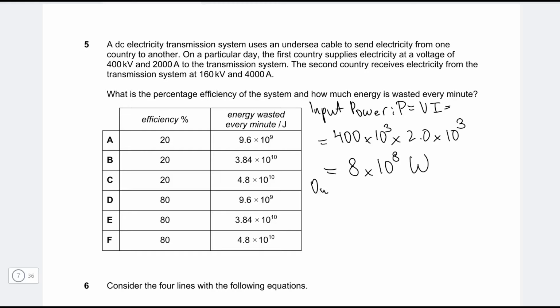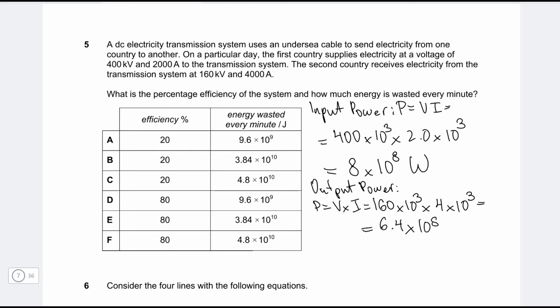Our output power, which is the power that's been received, let's call it the output power. And let's just use P is equal to VI again. So P is equal to V times I. Now in this case we received 160 kilovolts. So that's 160 times 10 to the power of 3 times 4000, which is 4 times 10 to the power of 3, which is going to be 4 times 160 times 10 to the power of 6. And that's going to be about 6.4 times 10 to the power of 8 watts.